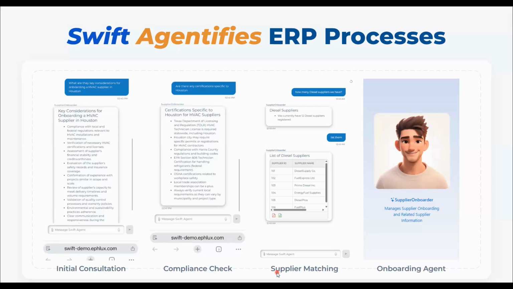It is that orchestration layer that sits on top of your organizational application front end. And beneath that, it performs all those consultation, compliance checks, supplier matching, onboarding, verification, validation, purchase order issuance, invoice verification, performing three-way matching. So everything, that's the thing that we call agentifies your ERP processes.